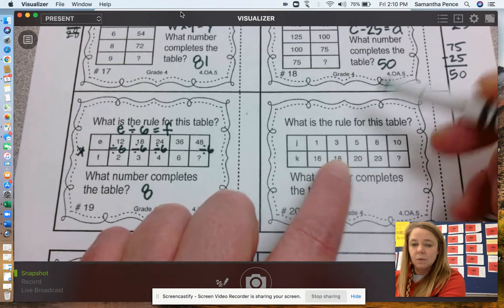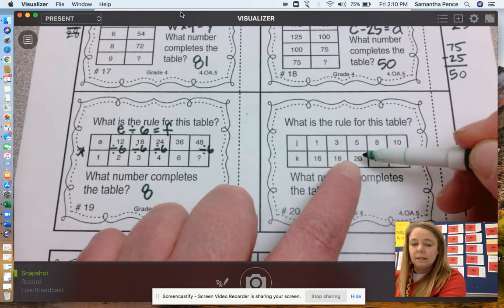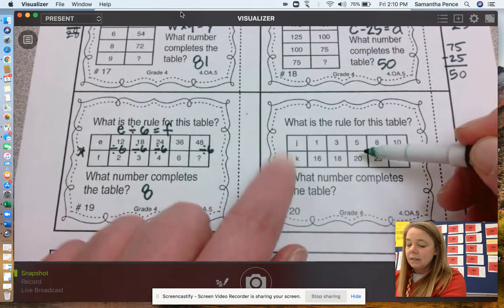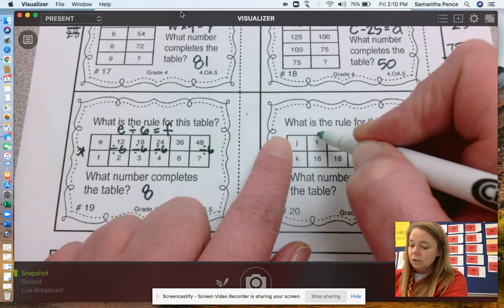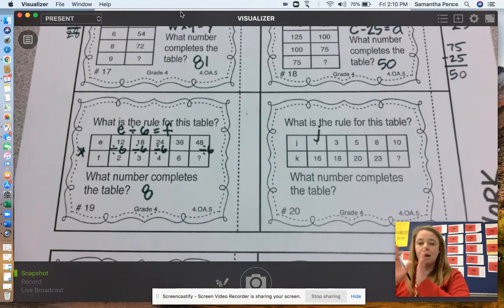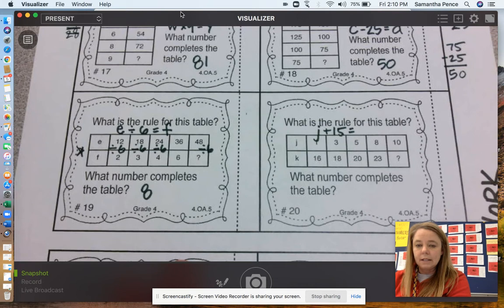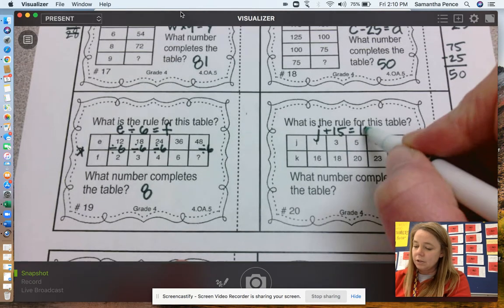And I'm thinking yes. Well, what if I had 5 and I added 15, would I get 20? And the answer is yes. So let's go ahead and write this rule. J, that's my input. And the thing that's happening in the machine is we're adding 15. And that's going to equal K, which is our output.